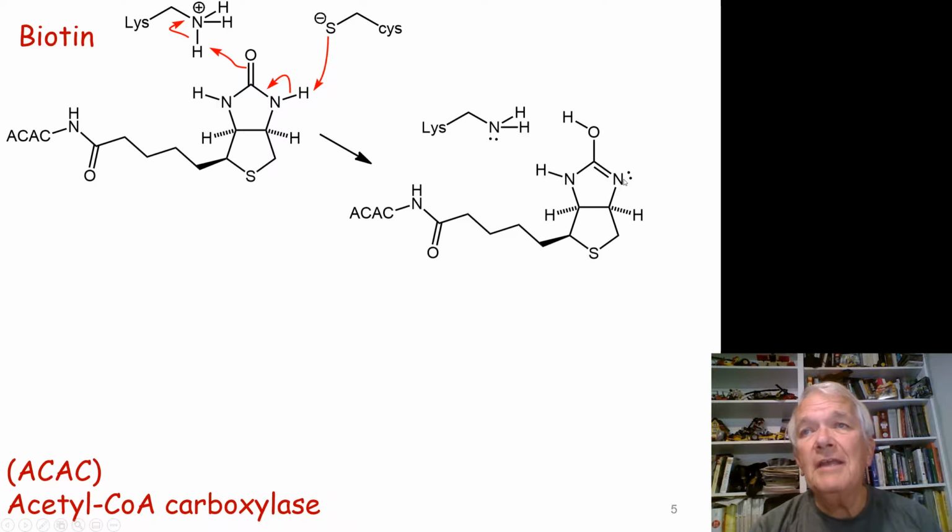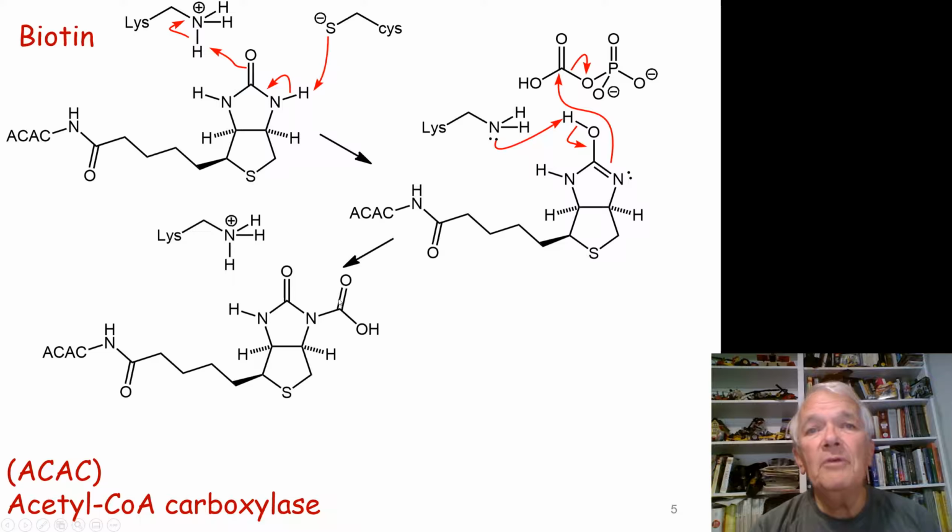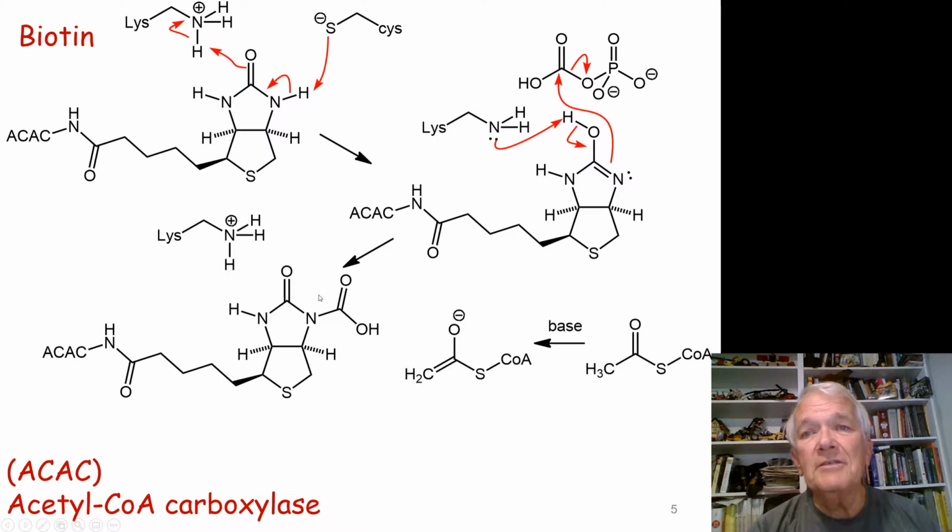As you can imagine, that nitrogen is quite nucleophilic. That nucleophilic nitrogen can actually react with this very strange acid anhydride up here. This is a mixed acid anhydride between carbonic acid and phosphoric acid. And this nitrogen lone pair can simply come up here, attack the carbon of the carbonyl, kick out the phosphate group, and lo and behold, we've picked up a CO2. Now this CO2 is there to be delivered to the acetyl coenzyme A.